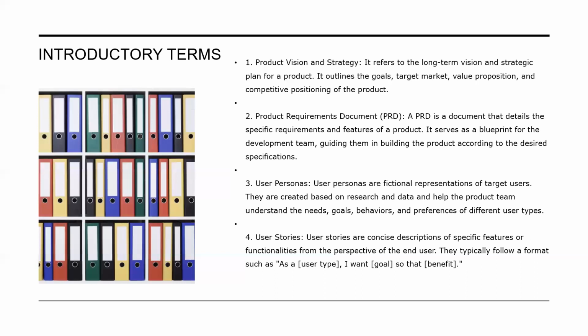So let's look at the terms in product management. Number one, we have product vision and strategy. What do we say is product vision and strategy? It refers to the long-term vision and strategic plan for a product. Like I used to tell people, my best product is WhatsApp. I like WhatsApp and Google Maps, and I like those two products for something. They have a vision for their product.